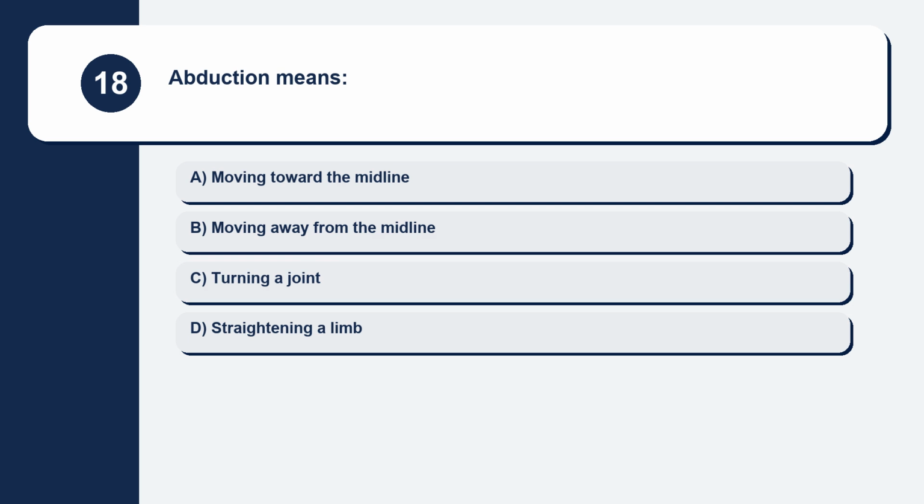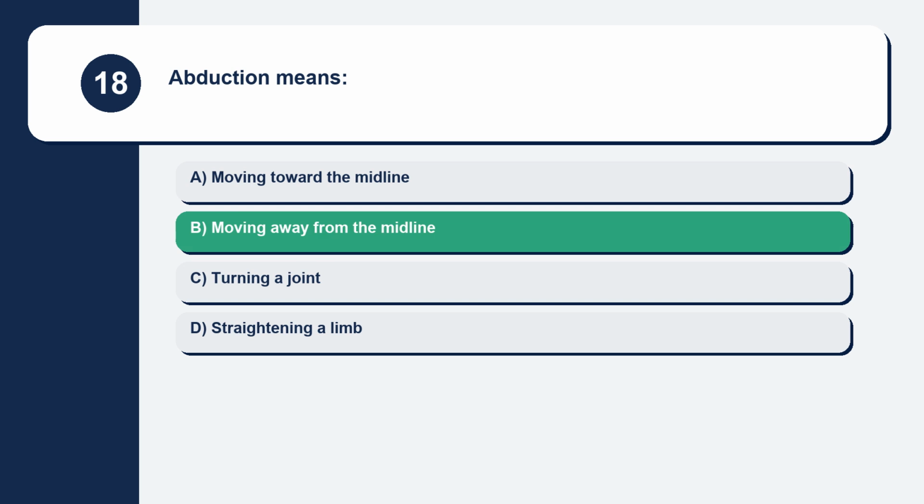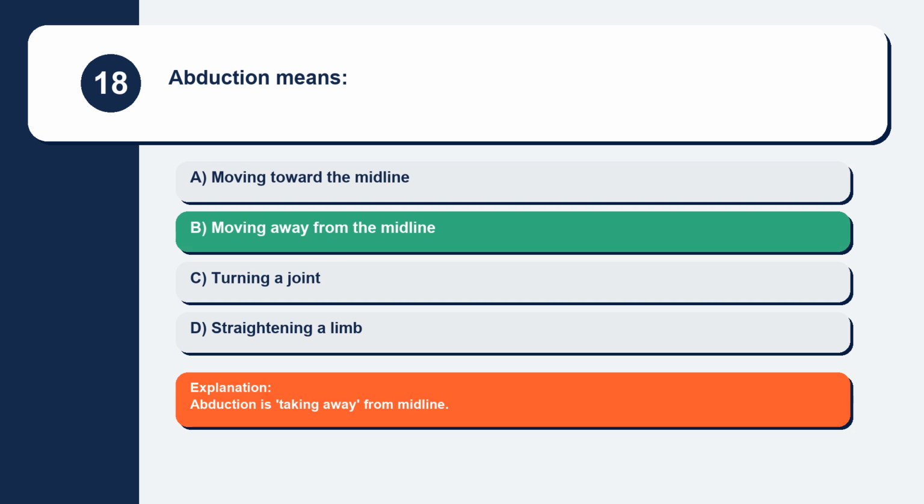Question 18. Abduction means moving toward the midline, moving away from the midline, turning a joint, straightening a limb. Answer: moving away from the midline. Abduction is taking away from the midline.